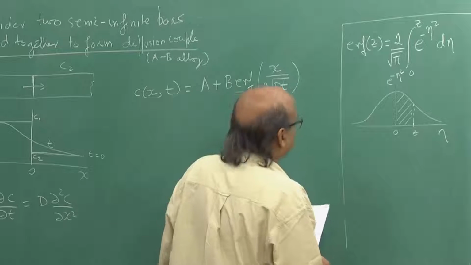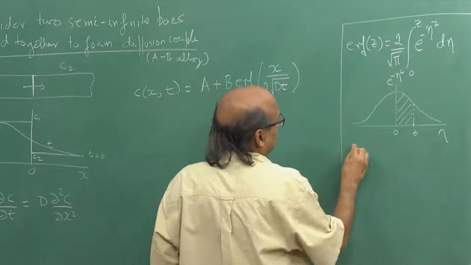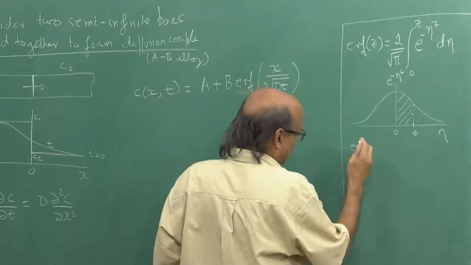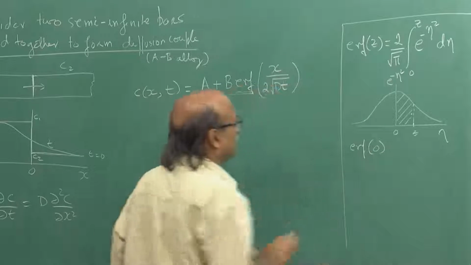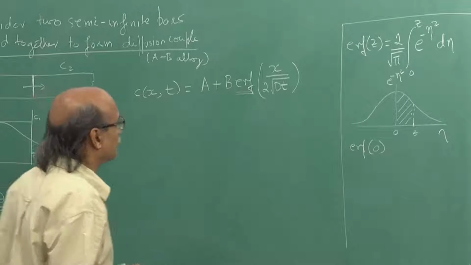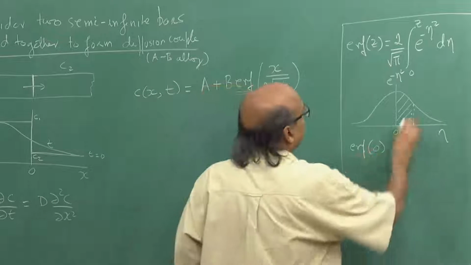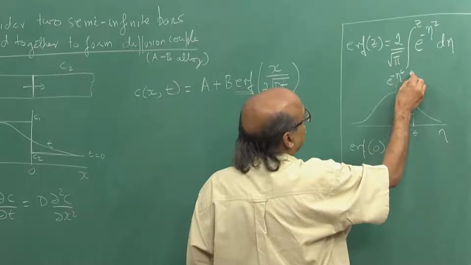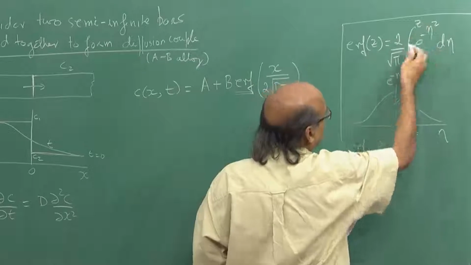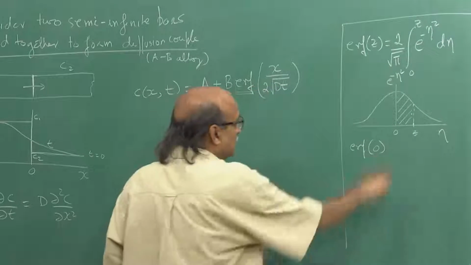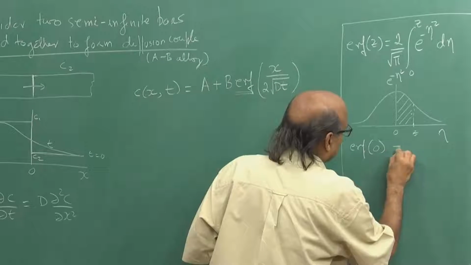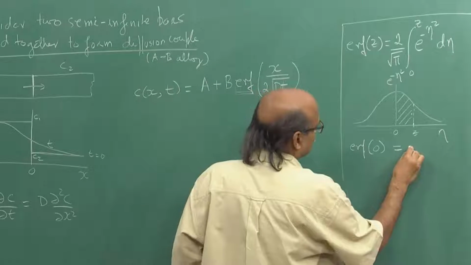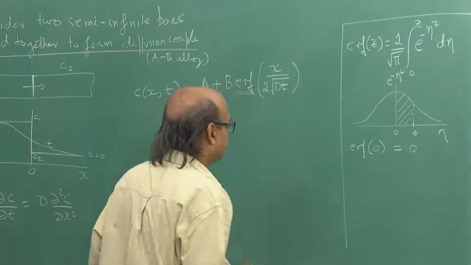So, what is the value of the error function at some specific values of z? For example, what is the value of the error function at z equal to 0? Error function of 0. Well, this integral is going to be integrated from 0 to 0, hence this integral will become 0. The area under the curve is 0, and hence the error function at z equal to 0 is simply 0.